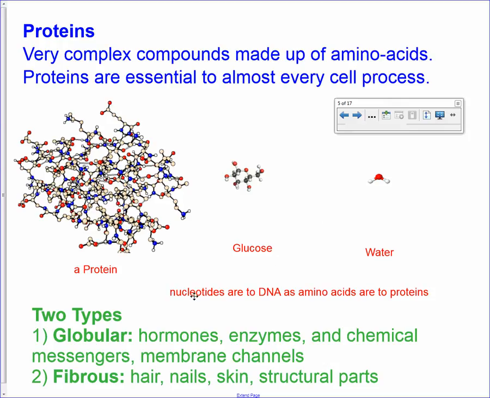Again, nucleotides are the building blocks of DNA, just like amino acids are the building blocks of proteins. There are 2 main types of proteins, globular and fibrous. Globular proteins are kind of behind the scenes. They're your hormones, the enzymes that do work inside your cells, chemical messengers, and membrane channels that are in the actual plasma membrane of your cells. And then fibrous proteins are things like hair, nails, and structural parts of your cells.